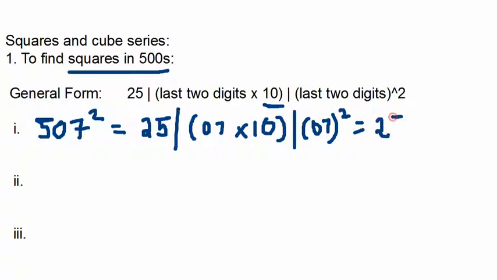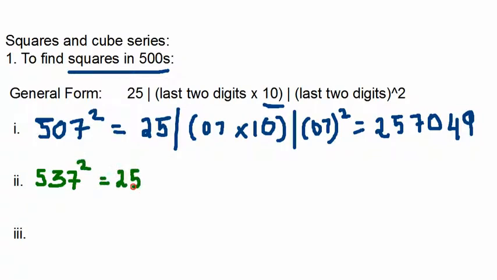We get the answer as 257049. Let me write it again, 257049. Very easy steps to remember. Once you check the sequence here for 2, 3, 4 and 5, you can create an analogy and remember those steps.